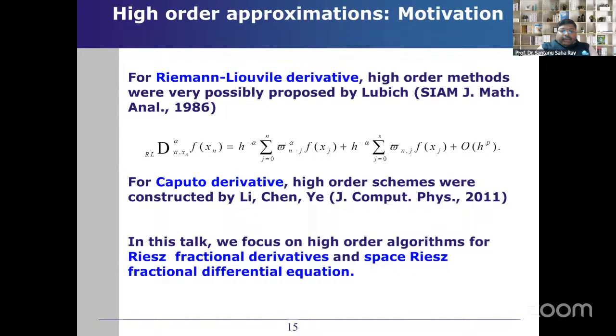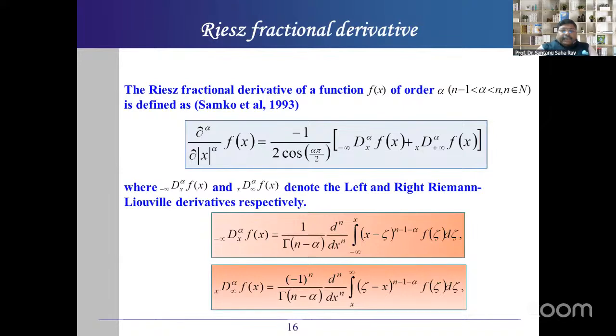In my talk, I will discuss the higher order algorithm for the Riesz fractional diffusion equation and the space Riesz fractional Fokker-Planck equation. Now, first I introduce the Riesz fractional derivative. What is the Riesz fractional derivative? In the year 1993, Samko et al. introduced the Riesz fractional derivative of the function f(x) of order alpha.